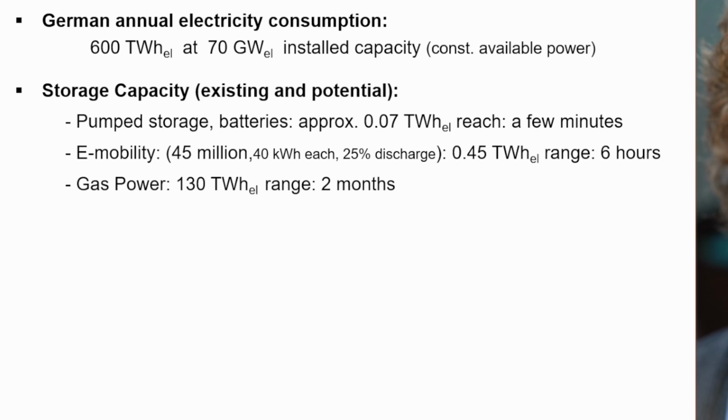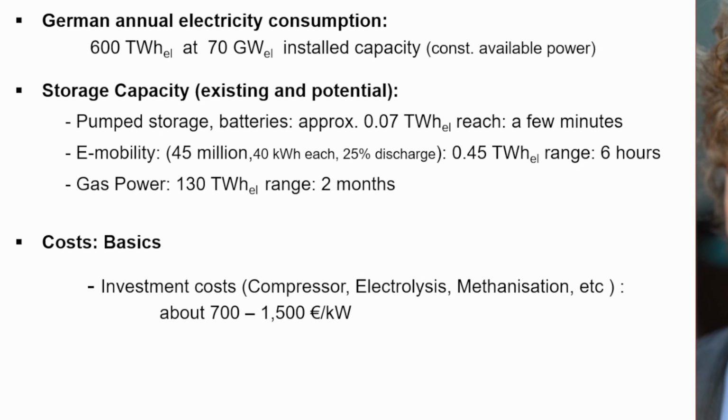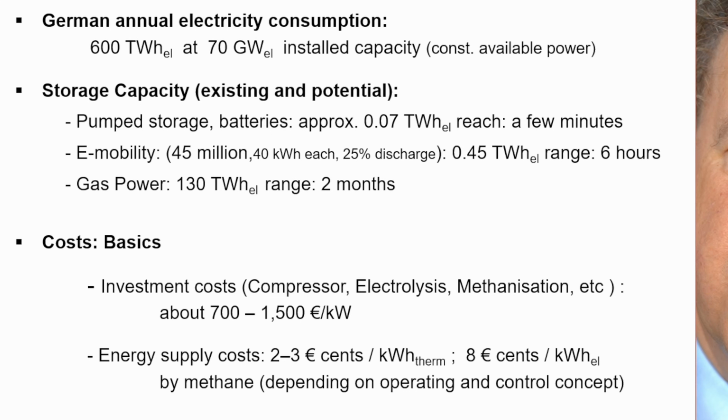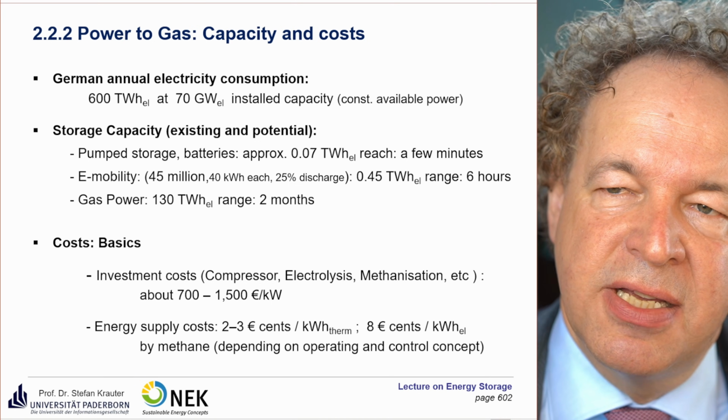Gas power would have a capacity of 130 terawatt hours. So this would cover 2 months of electricity consumption. The costs, as I mentioned already, range from 700 to 1,500 euro per kilowatt. If you calculate the energy supply costs, for thermal use of natural gas it is 2 to 3 cents per kilowatt hour of thermal energy, and goes up to 8 euro cent per kilowatt hour for electrical use. So it's relatively expensive, but prices are going down.